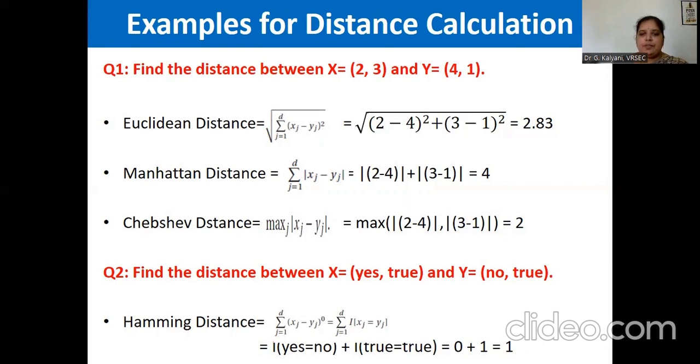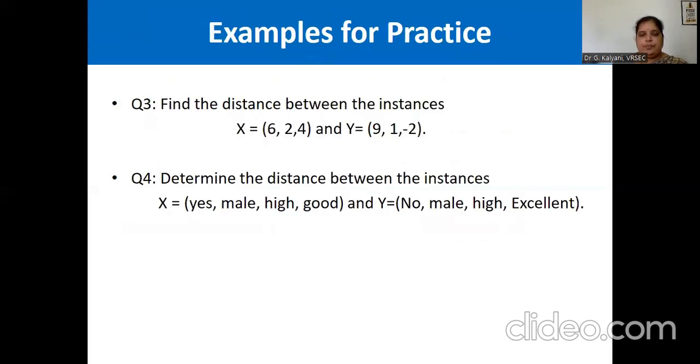If we compare the first dimension, it is yes and no. They differ from each other, so it returns 1. The second dimension is true and true. Because both are equal, it returns 0. So the number of dimensions in which they differ is 1. That's why the Hamming distance between these two instances is 1. Right? I hope the distance calculations are clear to all of you.